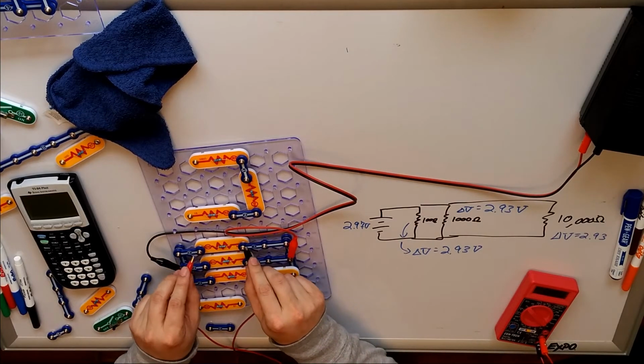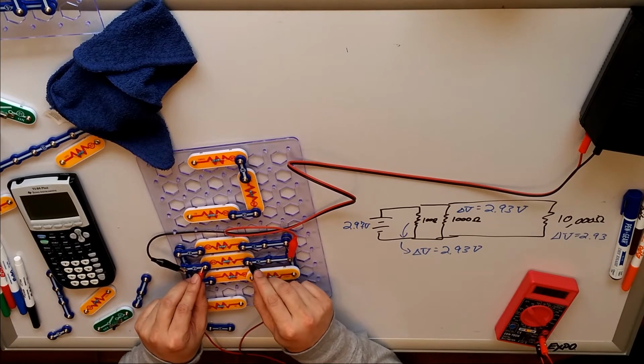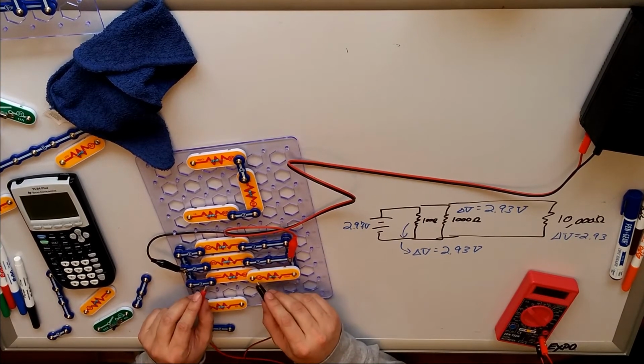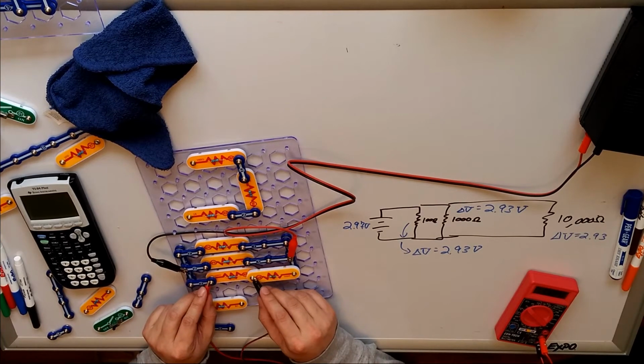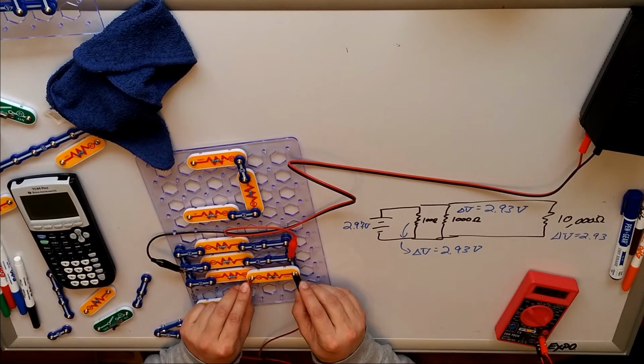So here we go. The 1,000 ohm, 2.94. The 10,000, 2.94. And the 100s, let's see, so I'm going to check the first 100. Whoa, 1.47. And the other one's 1.47.